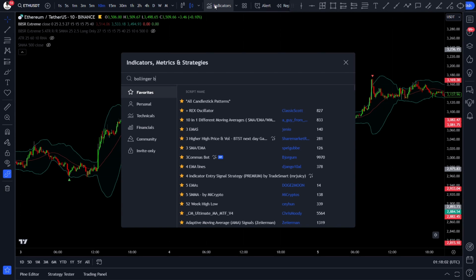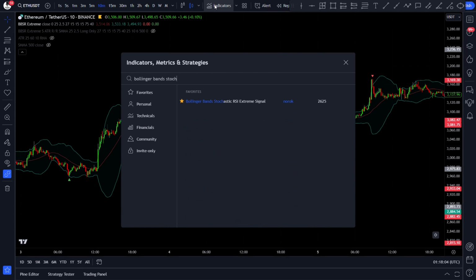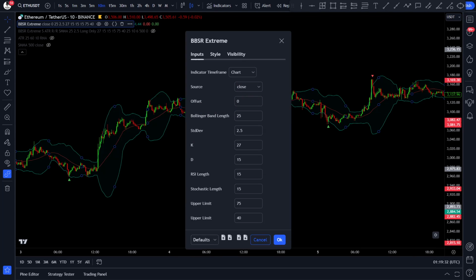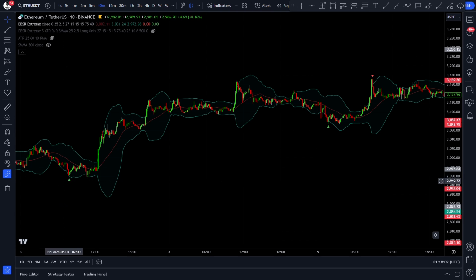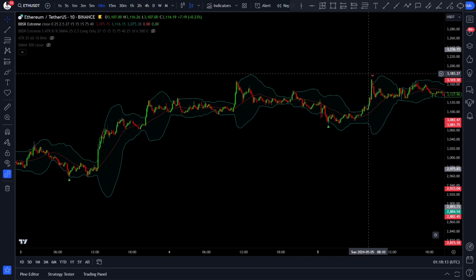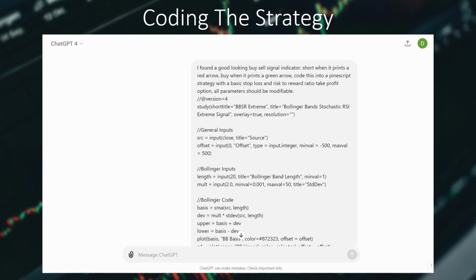Recently I saw a YouTube short video showcasing a simple buy-sell indicator. This indicator combines many other indicators like the Bollinger Bands or the RSI, and it is supposed to give accurate buy and sell signals. So I took a look at it and saw some potential, so as always I went over to ChatGPT, sent it the Pine Script code of the indicator and asked it to code it into a strategy script.